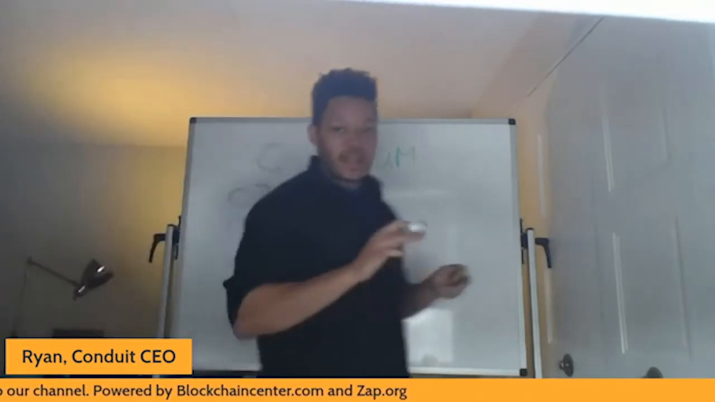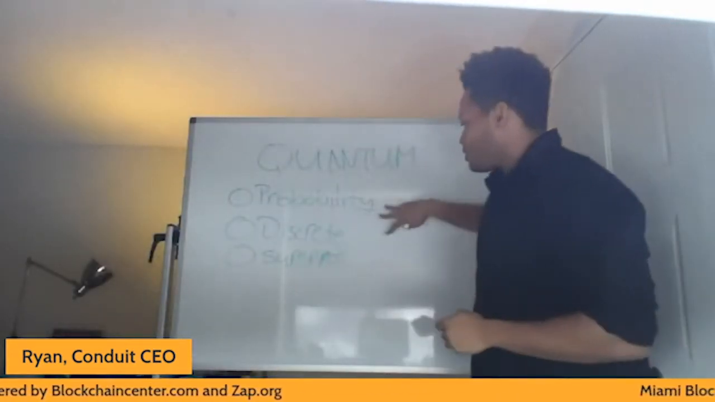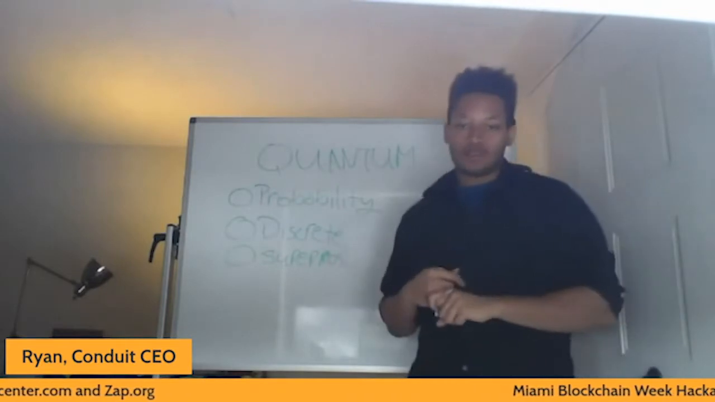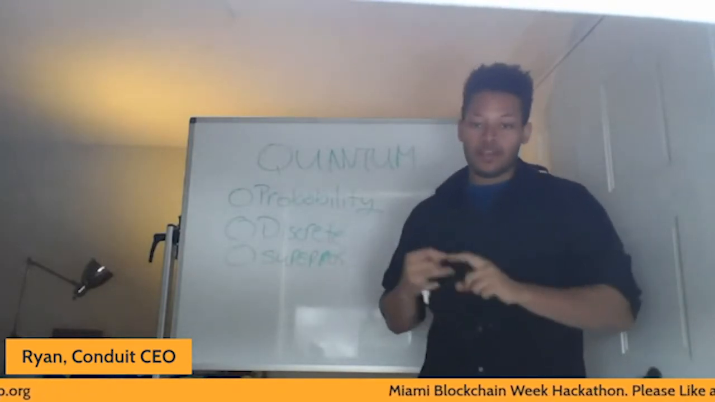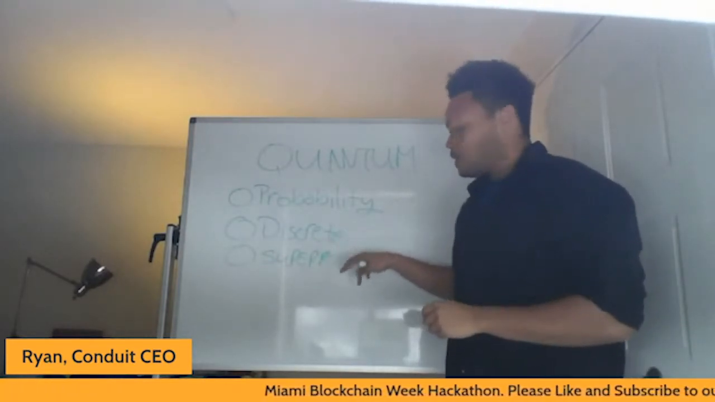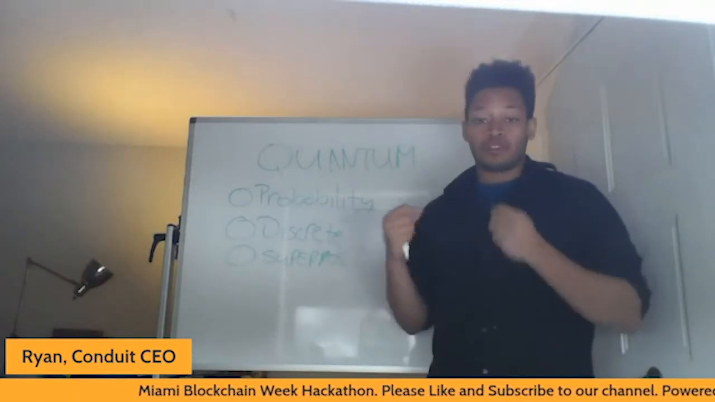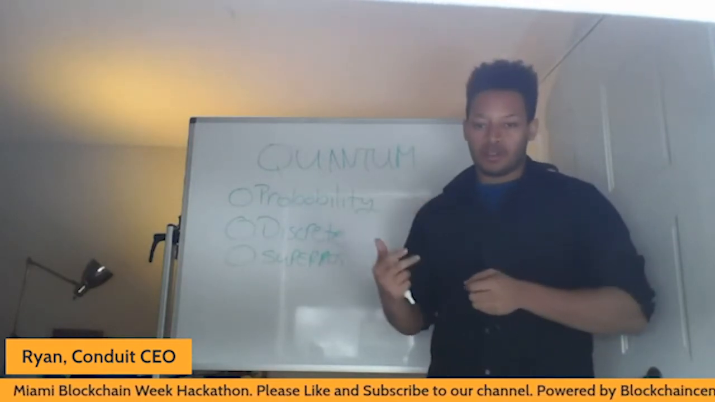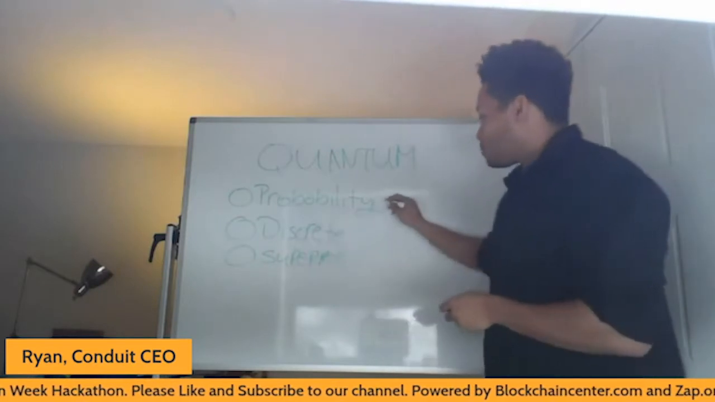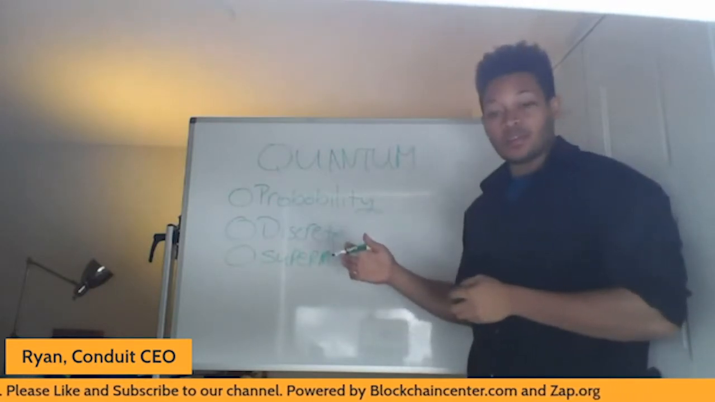So if you forget everything from this talk, these are the three points that you want to remember: that quantum physics is, one, probabilistic. Two, that it's discrete. And three, it has something called superposition. Okay, so I'm going to break this down very briefly for you guys, and then we're going to start going to the history of it.